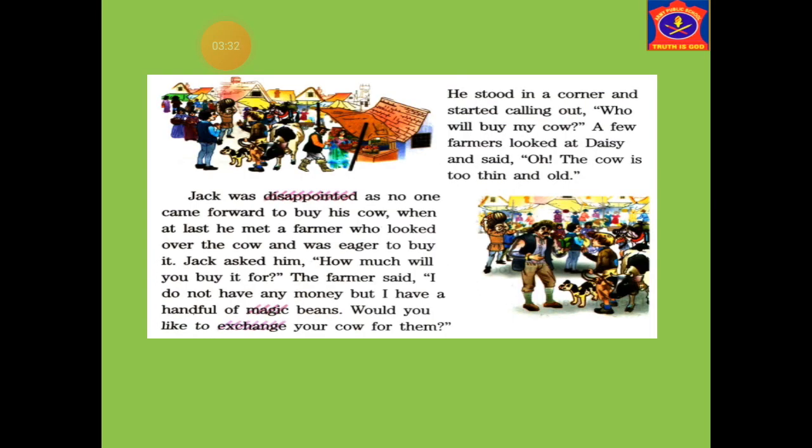He stood in a corner and started calling out, "Who will buy my cow?" A few farmers looked at Daisy and said, "Oh, the cow is too thin and old." Now children, he stood in a corner and started shouting, "Who will buy my cow?" The farmers of that market came near to Jack and when they looked at the cow, they said the cow was too thin and old, and so they were not willing to buy the old and thin cow Daisy.